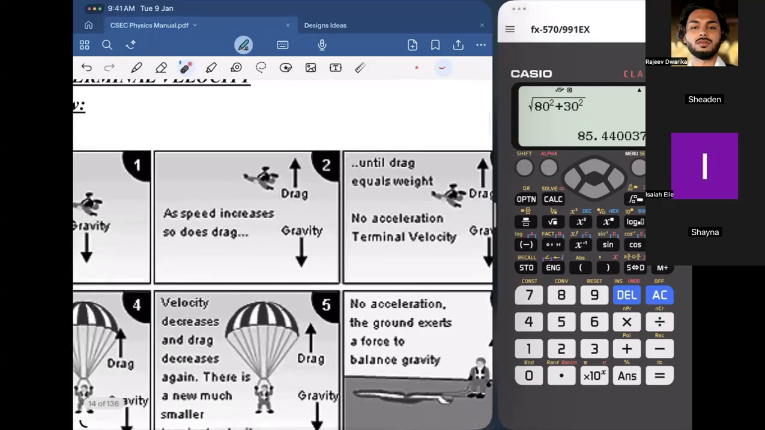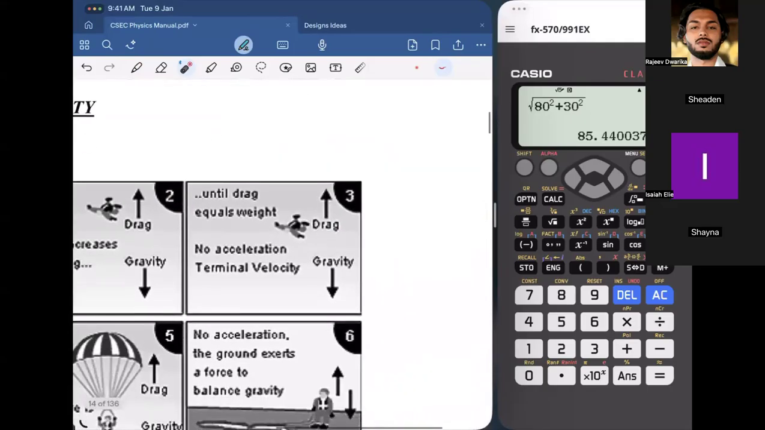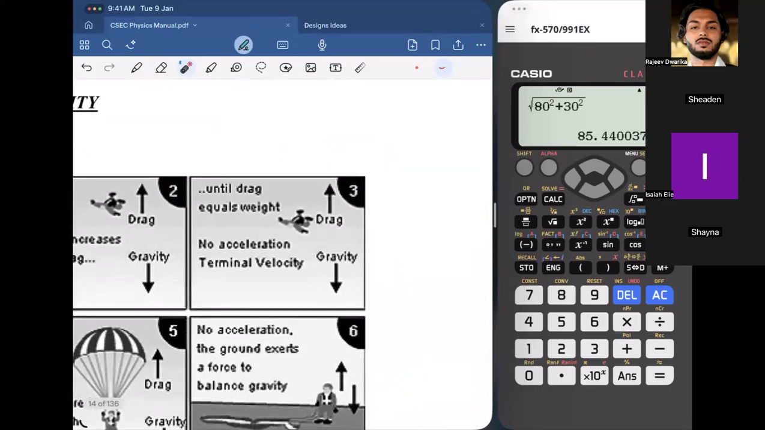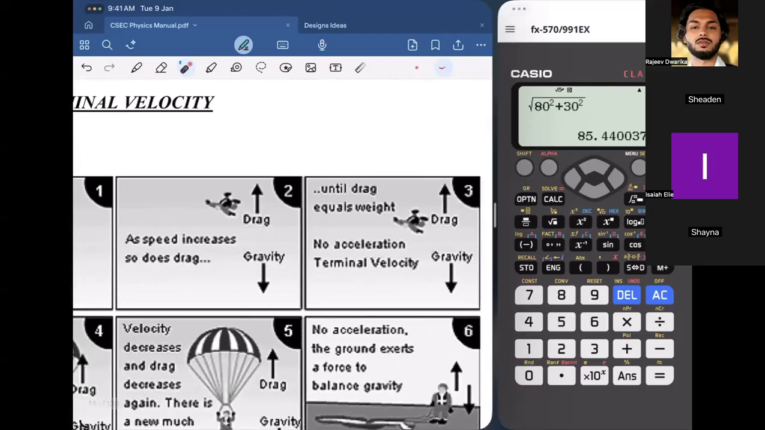So, at the start there was one force, but how many forces do we have now? Two. We have drag and we have gravity. These are going in opposite directions, so eventually they would cancel off. You understand that as the speed increases, the drag would increase. Yes, sir. Cool. And it's saying until drag equals weight. So drag is an example of a what? Drag is an example of a force, right? Drag is a force.